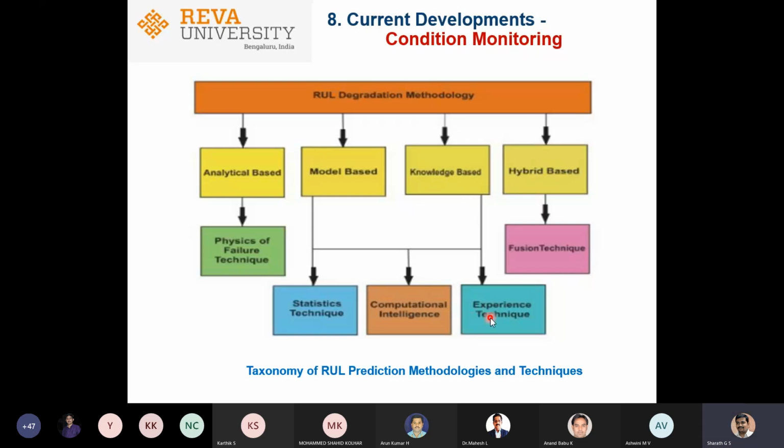Here, the experience, the exposure to different types of aircraft, different types of engines, and different emergencies comes into play. So the experience plays an important role in making the judgment whether we need to go for maintenance or not. In the hybrid-based, it is a fusion technique wherein we combine all these methods and we arrive at a conclusion. This is the taxonomy of remaining useful life prediction methodologies and techniques.